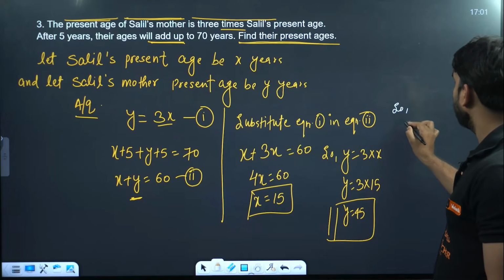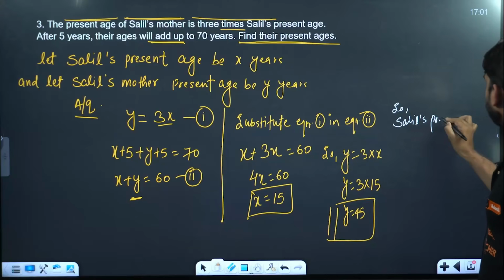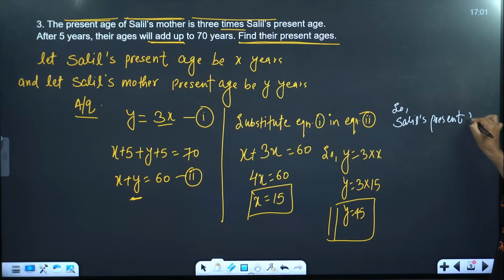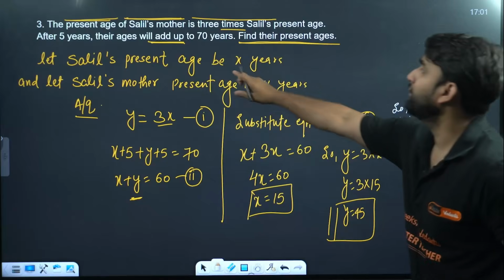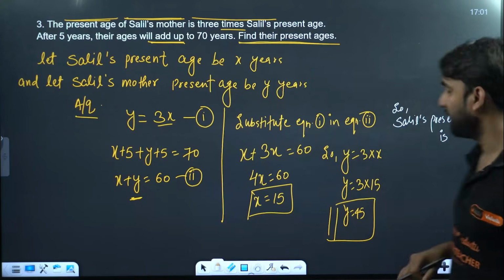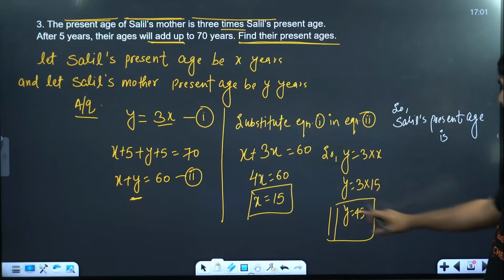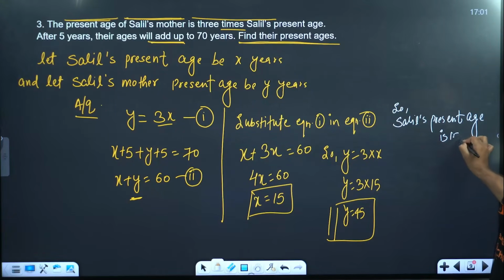So Salil's present age is... now age is confirmed, so no need to write b. Why are we writing b here? Because we are supposing that now age is confirmed, so we can write Salil's present age is this. Salil is 15 years.